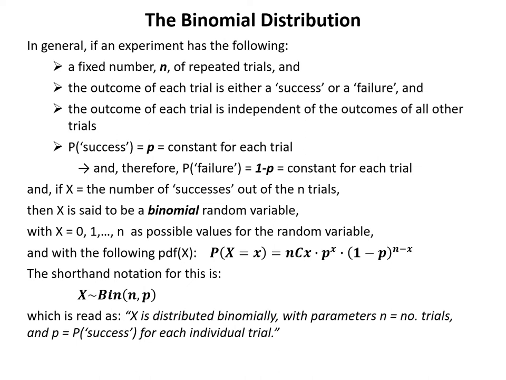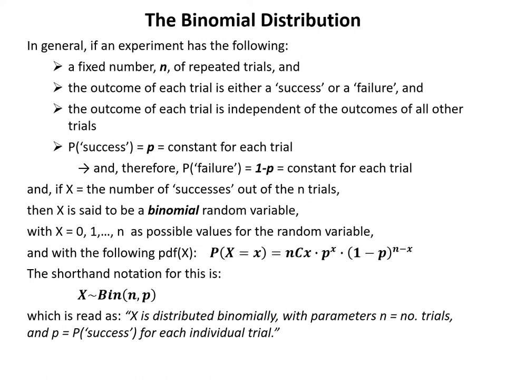x. Now the shorthand notation for this, you see the x and then the tilde, the squiggly line, and that's called a tilde, and then we have bin bracket n comma p, which is read as follows. We say that x is distributed, that's what the tilde means, is distributed. X is distributed binomially with parameters n equals the number of trials and little p equals the probability of a success for each individual trial.